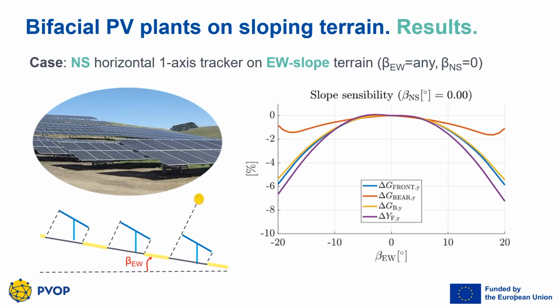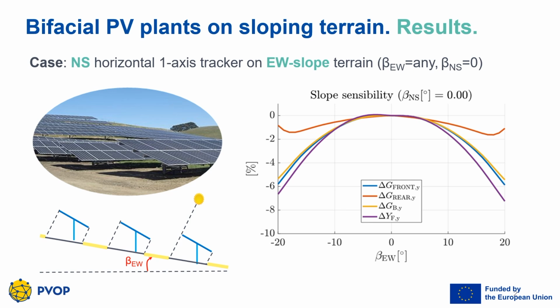This allows us to consider different cases. For example, we can answer the simplest case as shown in the figure: a PV plant located in Madrid with trackers on a north-south orientated axis on an east-west orientated slope, using a typical meteorological year. The graph on the right shows us how we can vary the east-west slope of the terrain while keeping the trackers orientated in the north-south direction.